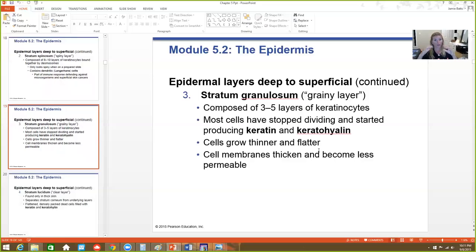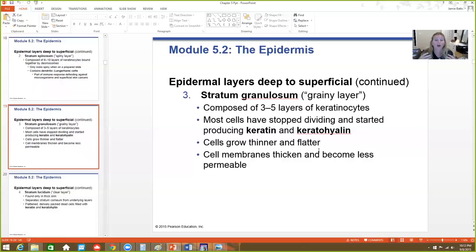So the first step to this process is for them to start dehydrating. And that's why they look spiny in the stratum spinosum. So those nice, fresh, plump stem cells, once they get to the stratum spinosum, are starting to shrink and shrivel and look spiny, hence spinosum. The next layer, all of that keratin is starting to accumulate. So you have dots or grains in the cells, hence stratum granulosum in this next layer.